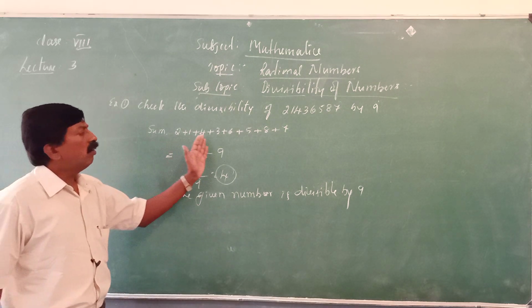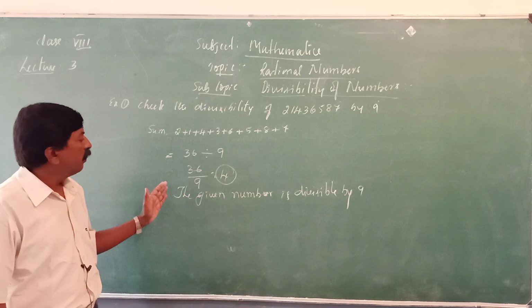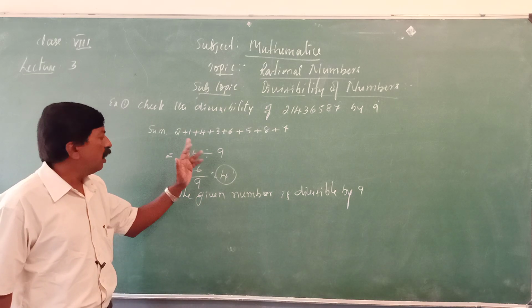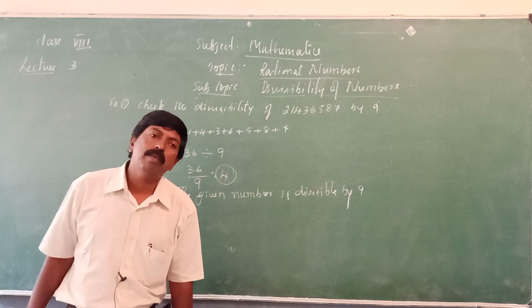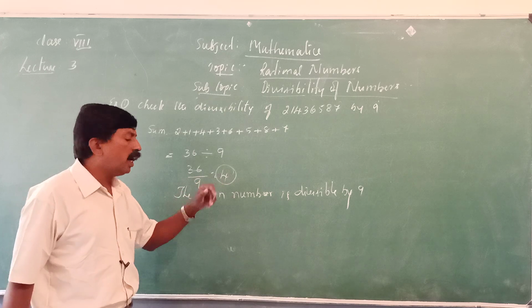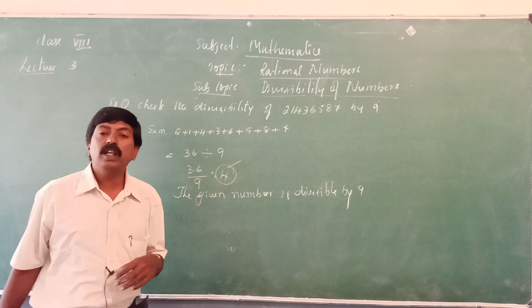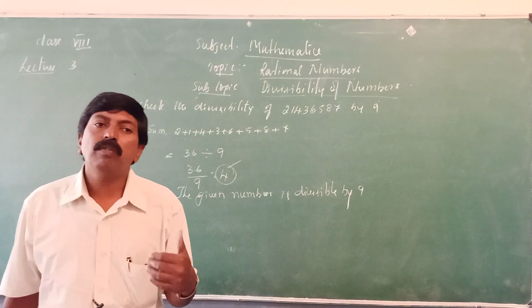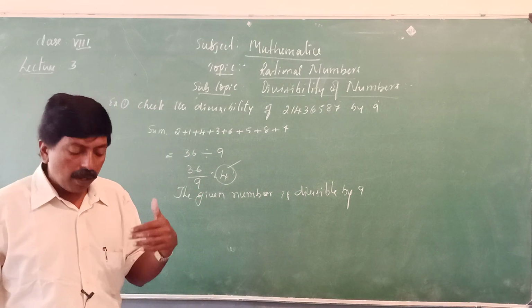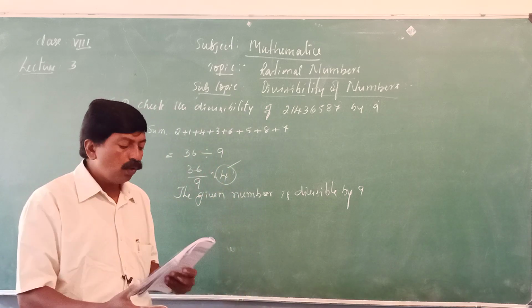It means add all the digits, and you will get 36. Now that 36 you have to divide by 9. Therefore the given number is divisible by 9. We can conclude that. So hence you can conclude that one.